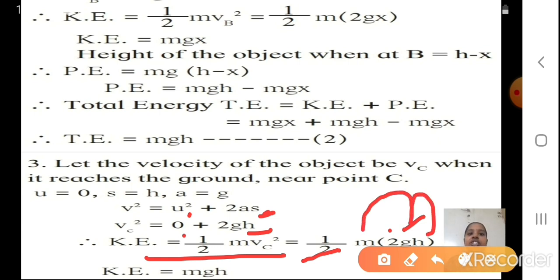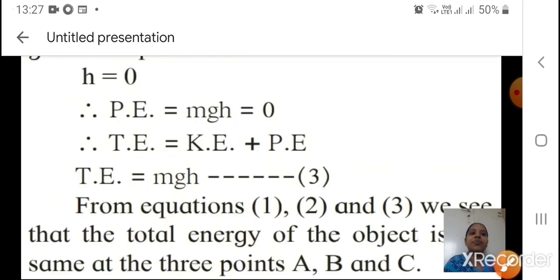Now what am I getting? Kinetic energy is half m vC square. vC square, what value I have got? 2gh. Now I have substituted that 2gh here. Now what I got? Can I cancel out this 2 and this 2 here? Yes, so what is remaining? mgh. Right, these terms are remaining. So have I written kinetic energy is equal to mgh? Yes.